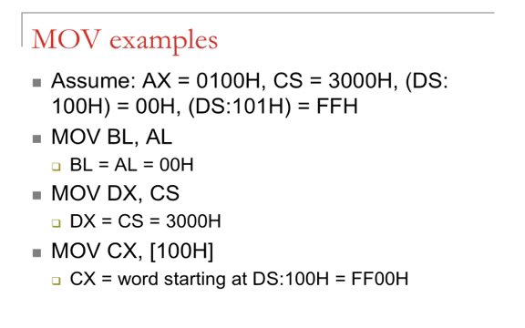2 bytes, or 16 bits. How do we know that? Because the destination is CX, which is a 16-bit value, so we're going to copy 16 bits, or 2 bytes, from it. So now the question becomes, what is the value? What is the word in 2 bytes starting from DS 100?